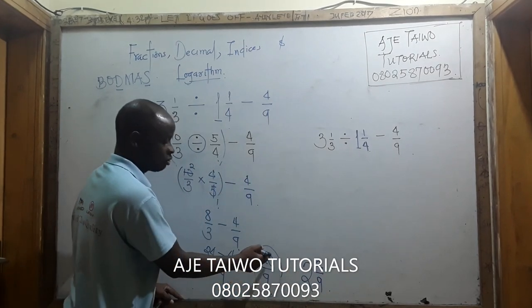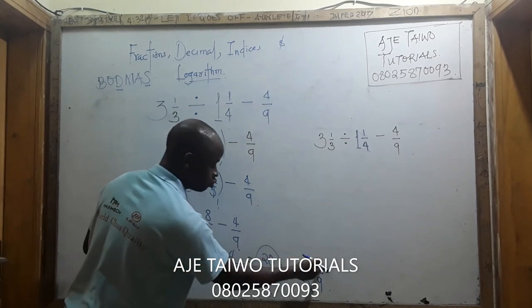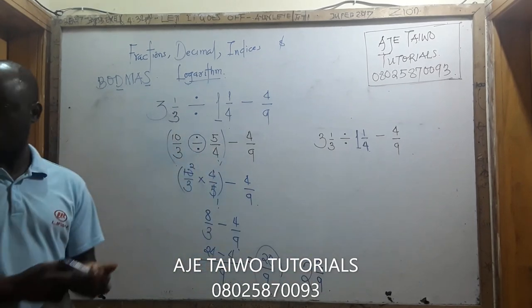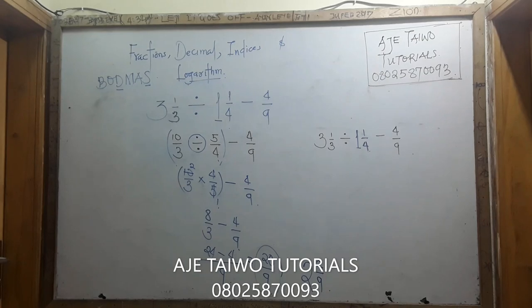That's what? 9 in 20, 2, remainder 2 over 9. I know you all get that.